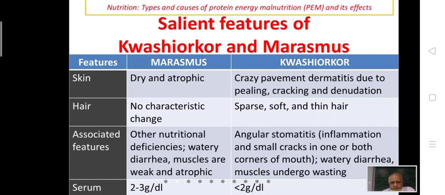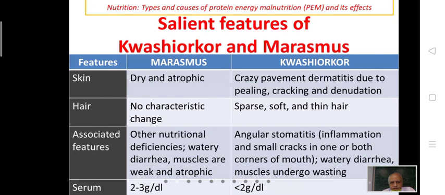Other associated features in marasmus are nutritional deficiency, watery diarrhea, and muscles that are weak and atrophic. In kwashiorkor, there is angular stomatitis, that means inflammation, small cracks in one or both corners of the mouth, that is stomatitis, angular variety. Watery diarrhea and wasting of the muscles are seen in both diseases.